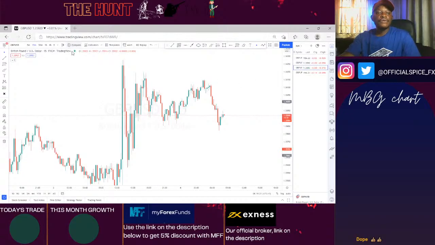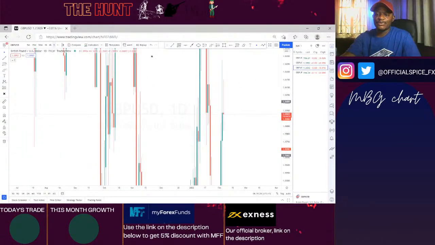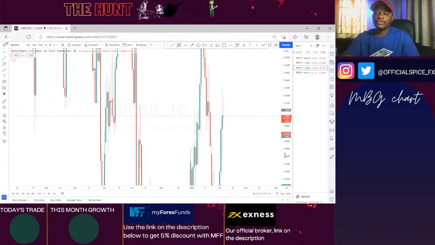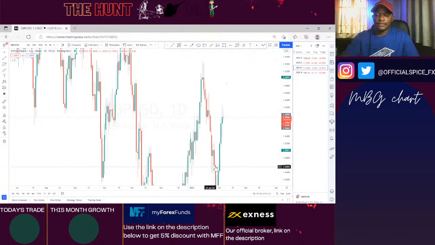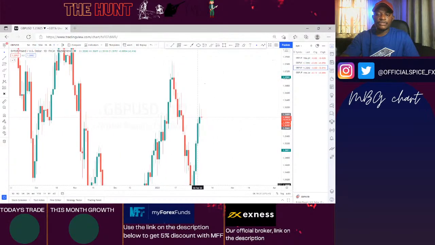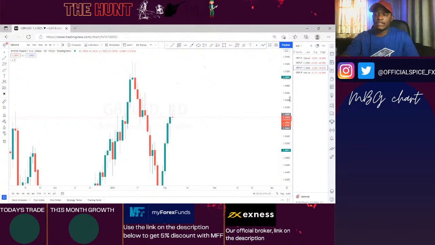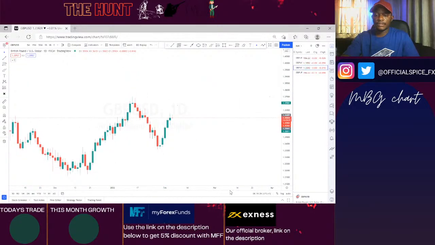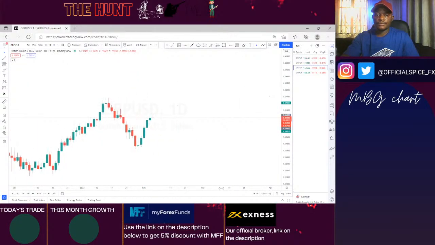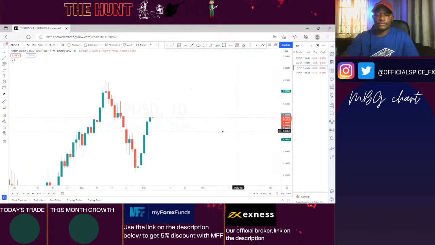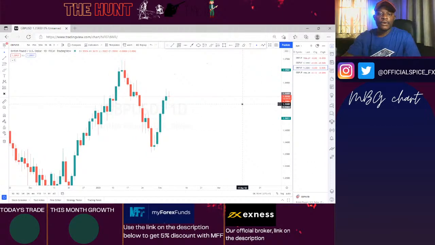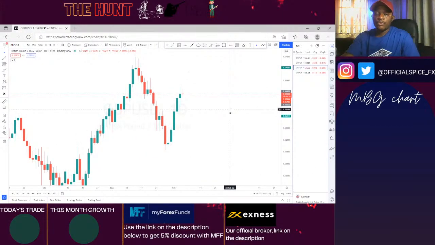So what I do every morning is to do top-down analysis. Let me make this screen bolder for you guys to see. Hope you guys can see the chart. Let me know in the comments if you can see the chart.